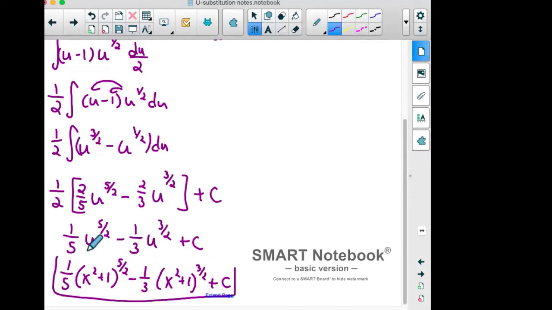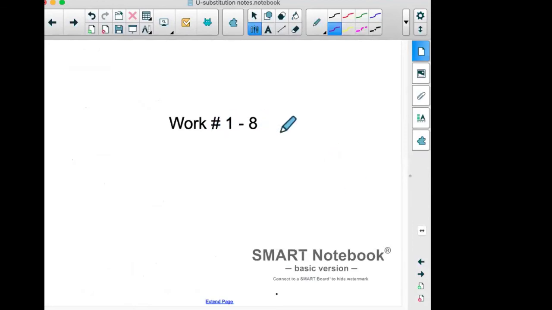And those are the most complex types that we're going to see with these u substitutions. Now I want you to go to Canvas and do the substitution method assignment and quizzes and work problems 1 through 8. So we're going to work problems 1 through 8.